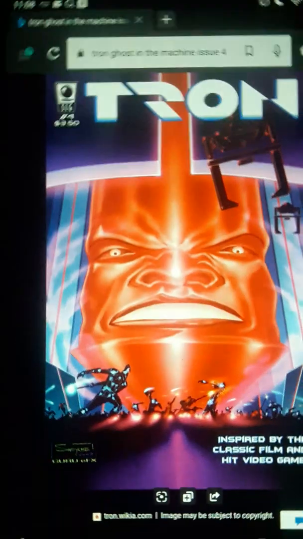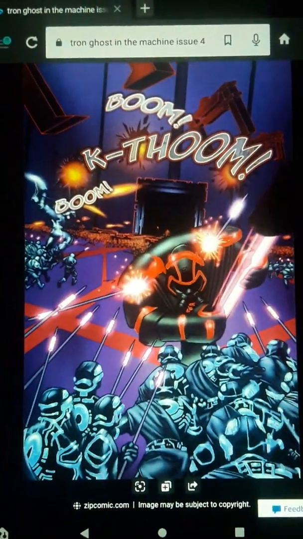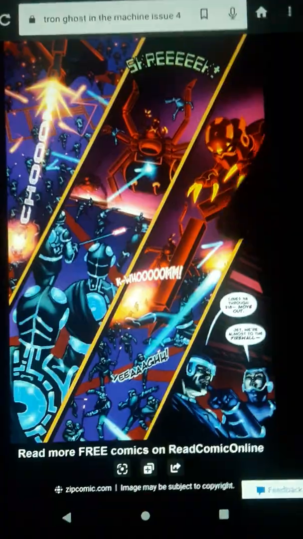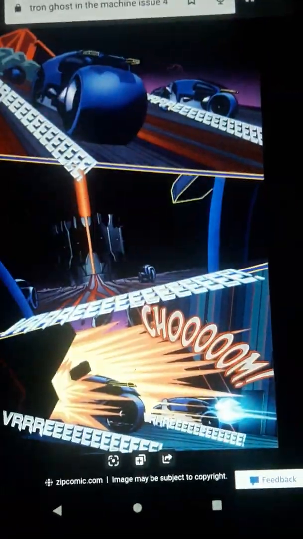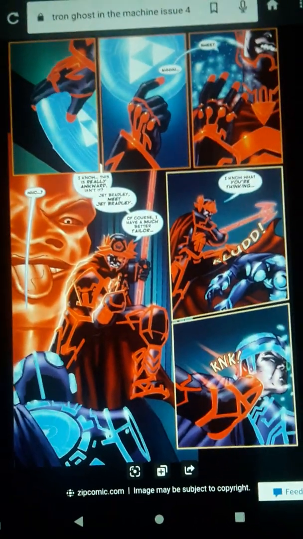Now what you're about to see, oh my God. So this is issue 4. This is parts of issue 4. Same kind of art that we saw in 3. There's this one, this one, this one. I mean, the art's good.